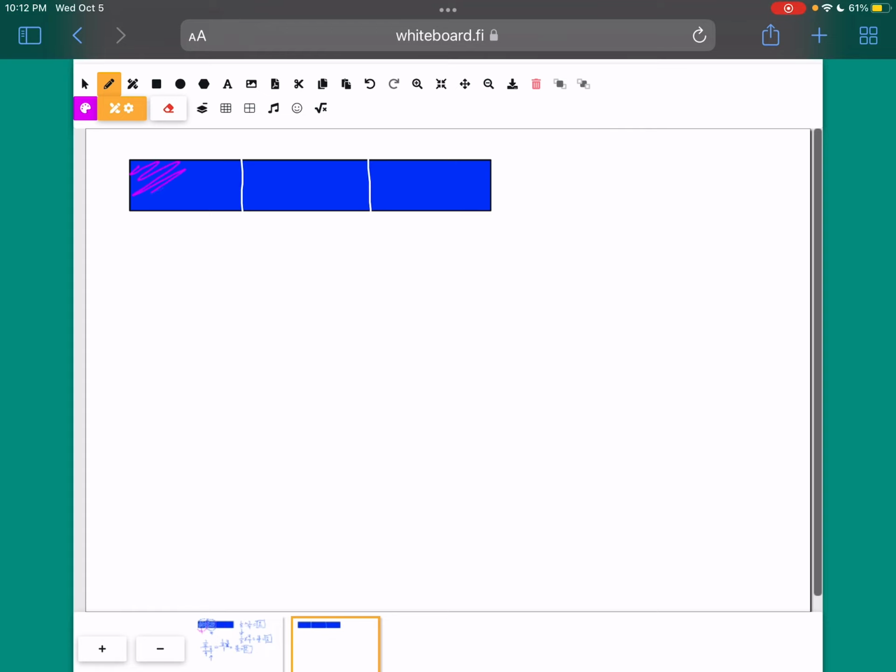So in this problem, we have 2/3. Very bright pink here to really stand out. So we have 2/3 shaded, and the problem is asking us, in 2/3, how many 1/6 are there?